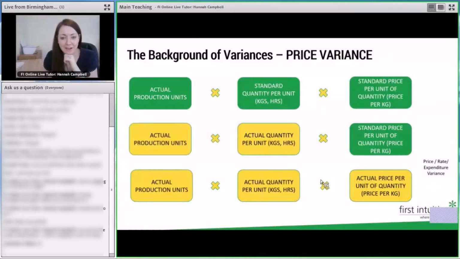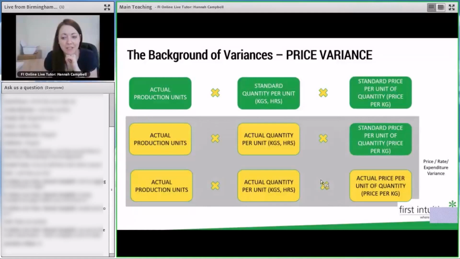Now, the price variance then would be if we looked at the bottom two lines. So the bottom two lines, the only thing that is different are those end boxes, because actual units and actual quantity is in both of those lines. So the price is different. We are comparing what we should have paid, the standard price, compared to what we actually paid, the actual price.